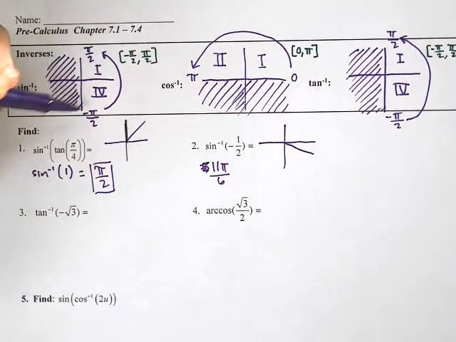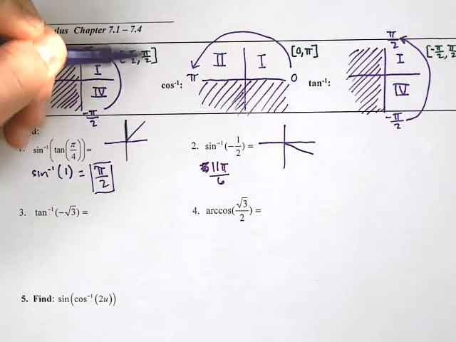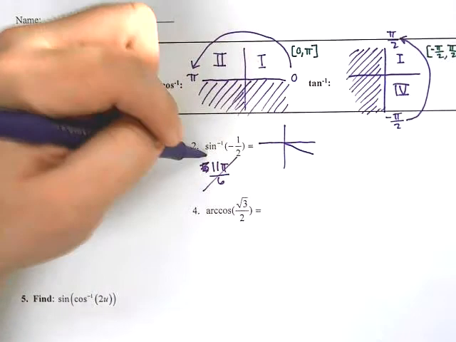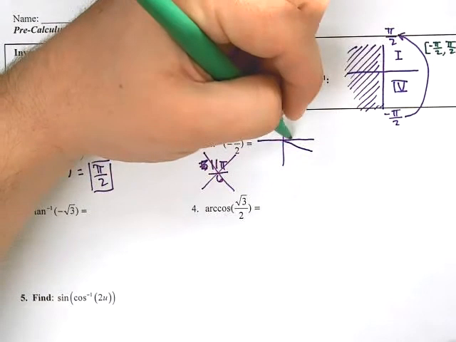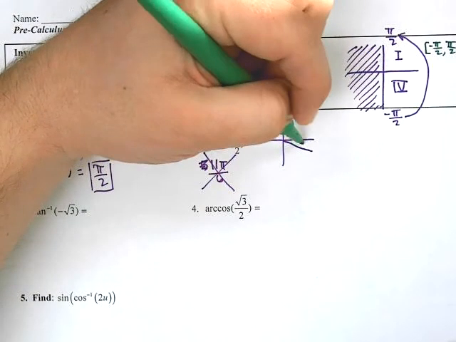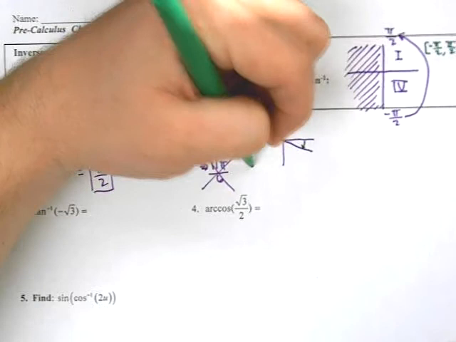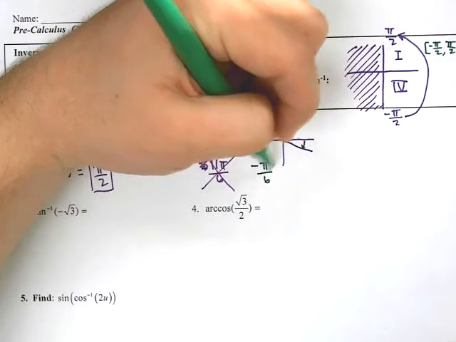11 pi over 6 is not between negative pi over 2 and pi over 2. I do not want 11 pi over 6. Instead of going all the way around into quadrant 4, I just want you to go back a little bit. This is just negative pi over 6.